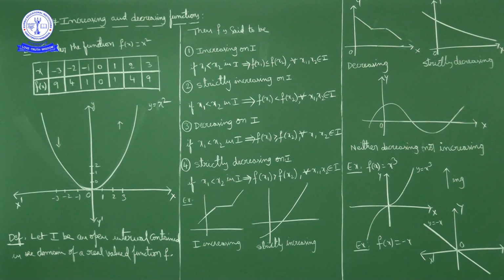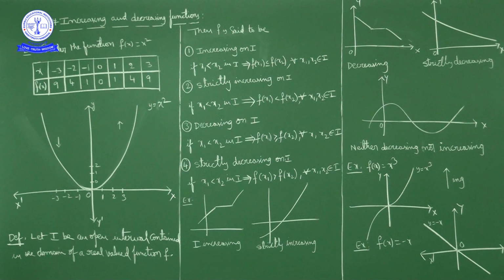Increasing function means simply x1 less than x2, prove f of x1 less than or equal to f of x2. Strictly increasing means no equality: x1 less than x2 implies f of x1 less than f of x2. That is the strictly increasing condition. Decreasing: x1 less than x2 implies f of x1 greater than or equal to f of x2. And x1 less than x2 implies f of x1 greater than f of x2 is strictly decreasing.